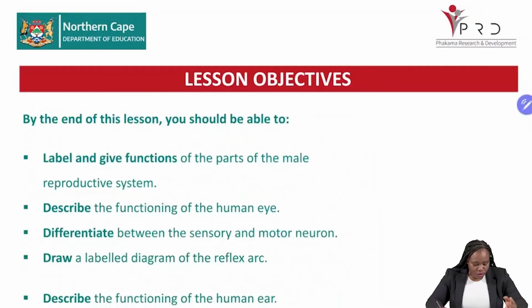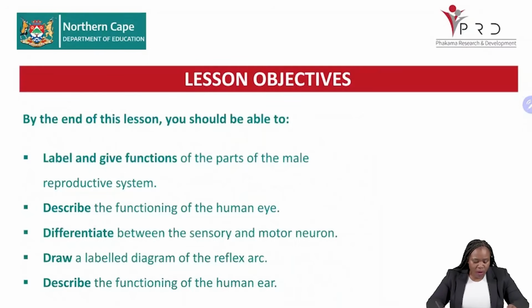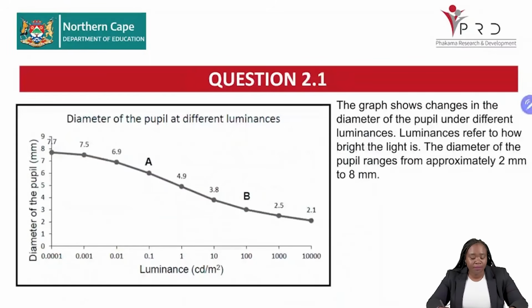So we are going to look at that, and you should also be able to describe the functioning of the human ear. When we look at the functioning of the human ear, we would either be looking at hearing or balance, right? So you should be able to know the different parts of the ear, which will then assist in answering questions on functioning of the human ear, should it be hearing or balance as well.